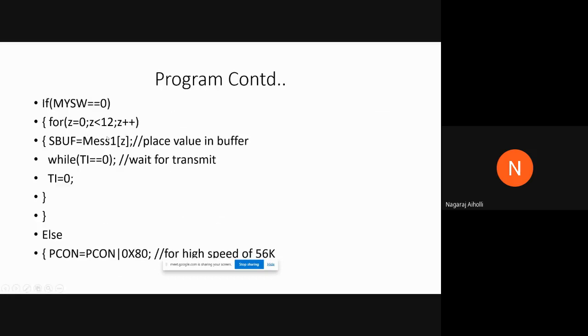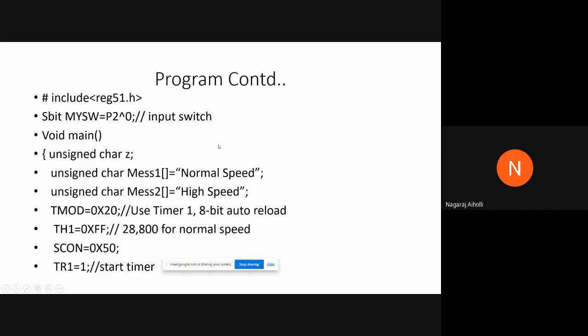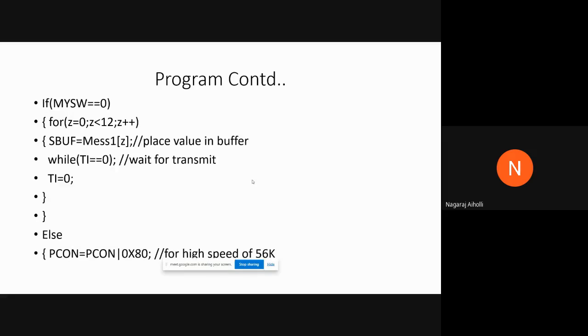For z is equal to 0, z less than 12, z plus plus. Now you may ask why the z value is less than 12, why it is not some other value. The reason is that if we look into the message normal speed, how many characters it has. N is 1, o is 2, r is 3, m is 4, a is 5, l is 6, then there is a space which is 7, then s is 8, then 9, 10, 11, and the last one d is 12. So there are totally 12 characters. If we start from 0, then it will be less than 12. That is why we have taken z less than 12, z plus plus.